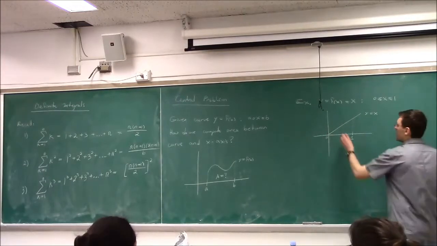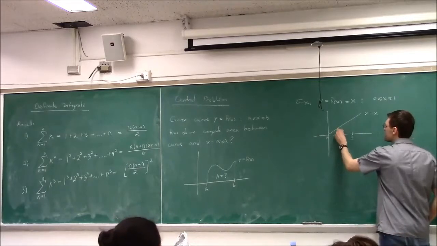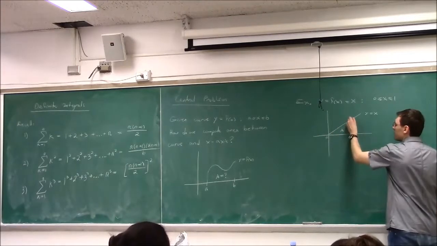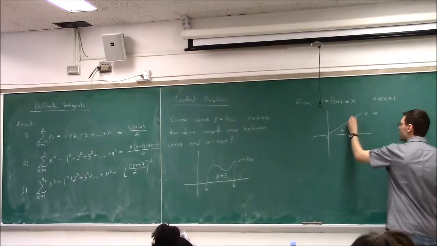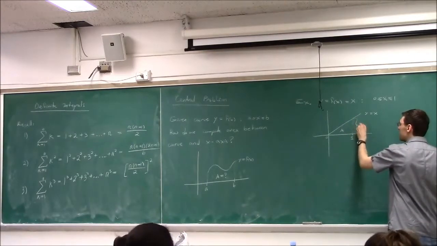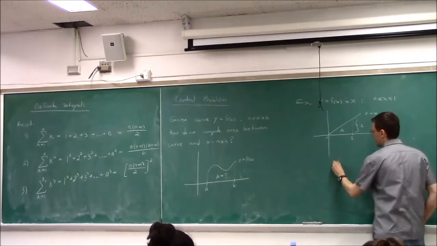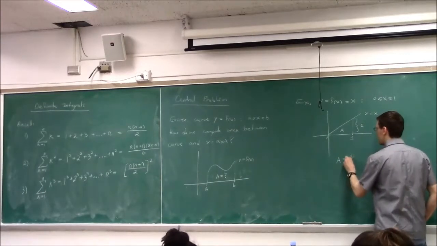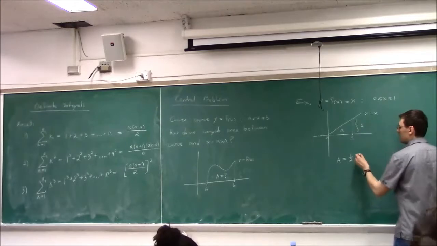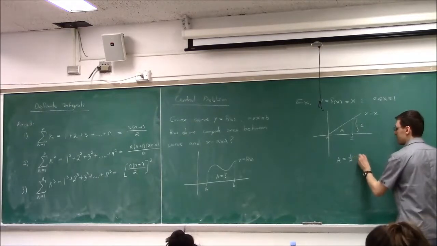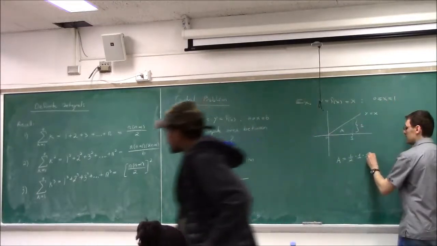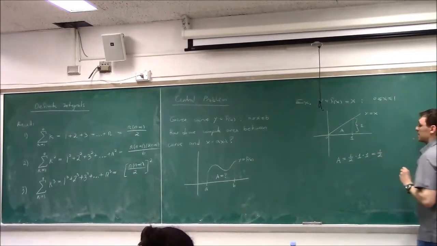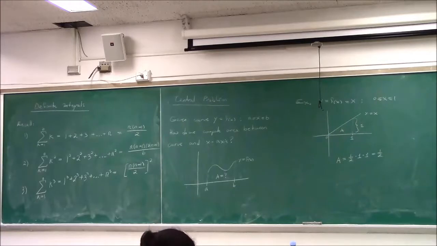Well, this area is the area of a right triangle. What's the height of the right triangle? The height is 1. So the area is equal to 1/2 base times height. What's the base? Base is just 1, times 1. So in fact, area is just 1/2. We just figured this problem out using only geometry.